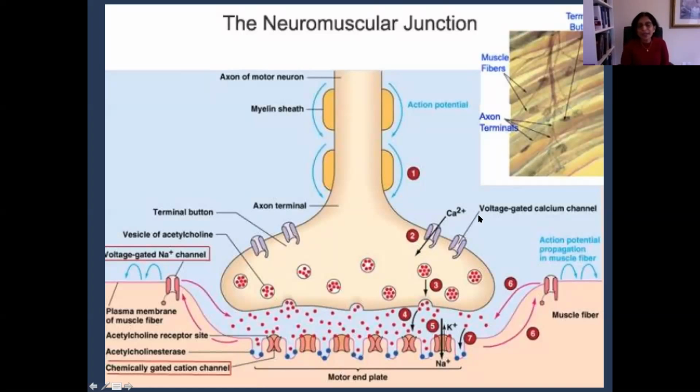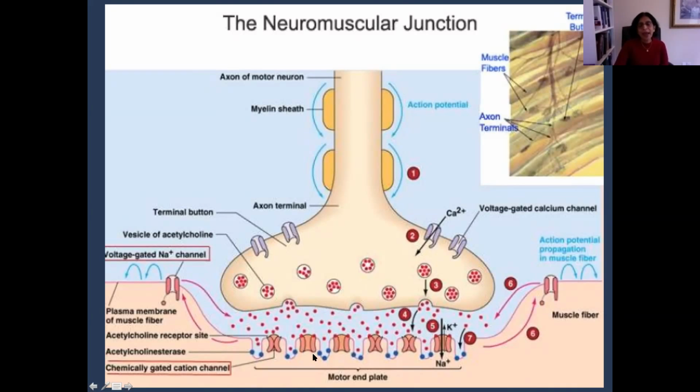Here is the neuromuscular junction. The presynaptic cell is a motor neuron. The portion of the muscle cell here is the motor end plate. Motor end plate is the part of the cell membrane of the muscle fiber that meets the somatic motor neuron.